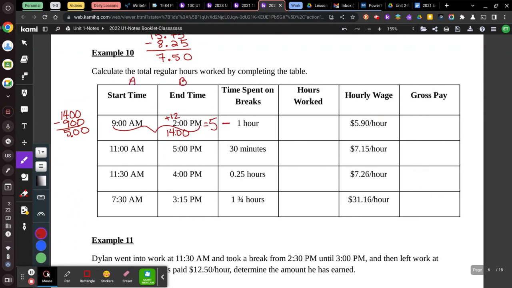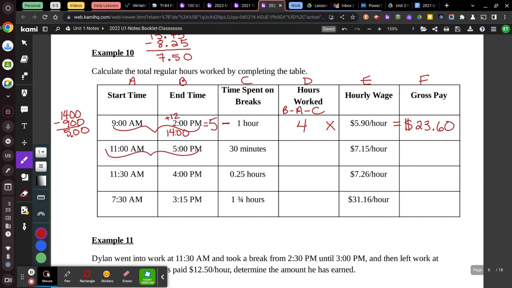So this is our A, B, C, D, E, and F. So hours worked is going to be B, subtract A, subtract C. So that's going to give us 5 hours, subtract 1 hour is 4 hours worked. Now we multiply it by the hourly wage, and then we get gross pay. And that's going to be $23.60.